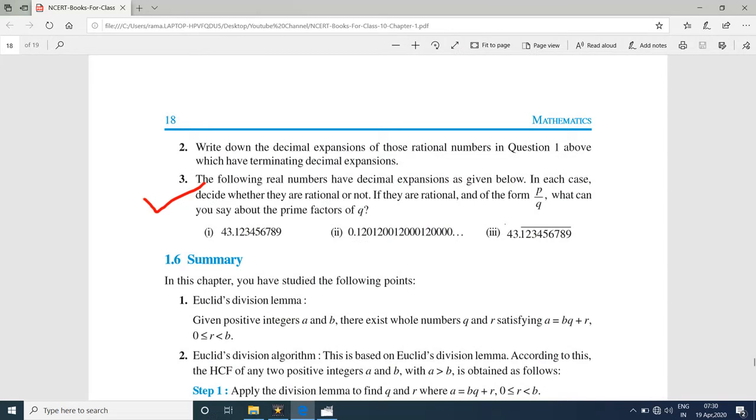Okay, now we are going to question number 3 of exercise 1.4. The following real numbers have decimal expansions as given below. In each case, decide whether they are rational or not. If they are rational and of the form P by Q, what can you say about the prime factors of Q? Okay. So we are given a decimal expansion. We have to decide whether they are rational or not. If they are rational, what can we say about Q? That is the question.